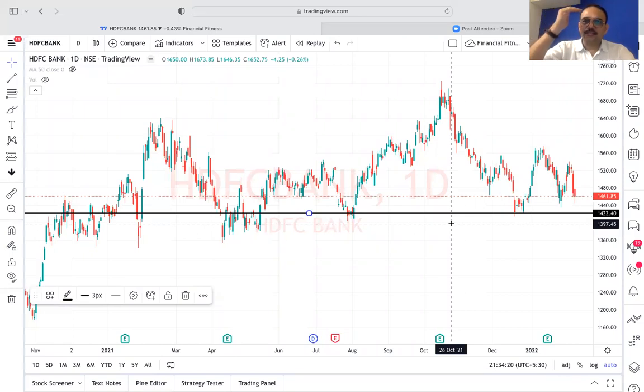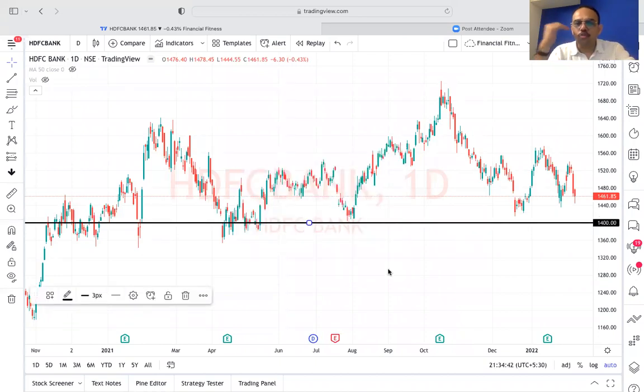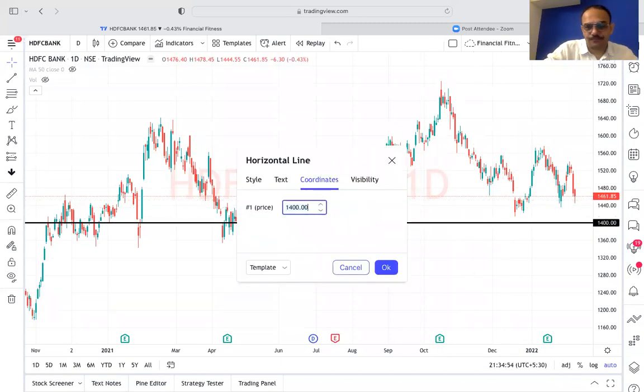Human tendency is, we like round figures, right? When it is in hundreds, we like 100, 200, 300, 400, 500, 600, 700. So if your line is around 1422, just make it the round figure of 1400. Next time when you go and see, if you find that 1400 is not catering to this support level properly, you're missing some supports here, make it 1450.